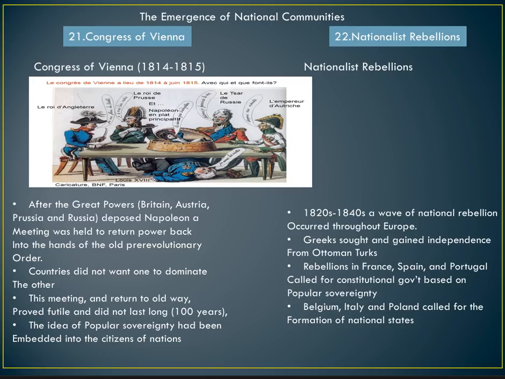So national rebellions also occur. In the 1820s and 1840s, we see a wave of national rebellions throughout Europe and France. Greeks sought and gained independence from the Ottoman Turks. So you have the establishment of Greece as a country. Rebellions in France, Spain, and Portugal called for constitutional governments based on popular sovereignty. So France, Spain, and Portugal will turn their countries into constitutional governments. And Belgium, Italy, and Poland called for the formation of national states. So Belgium, Italy, and Poland will become their own countries. So pretty much during this time, the 1820s to 1840s, we're seeing the countries that you know now in Europe being established.